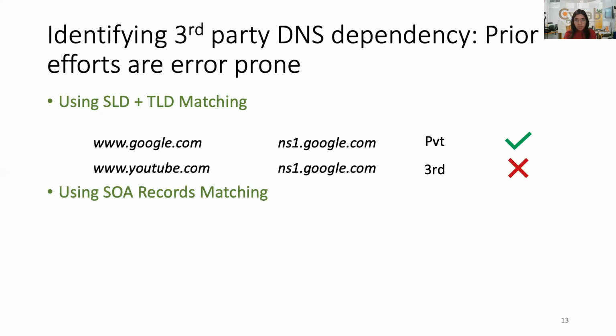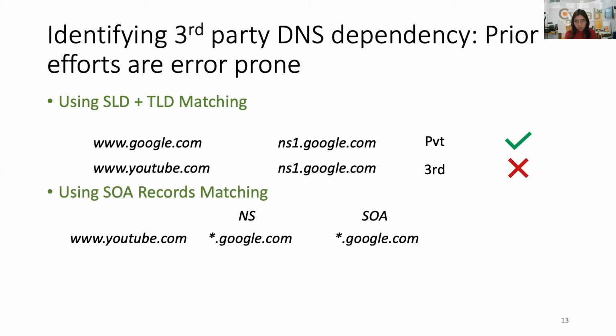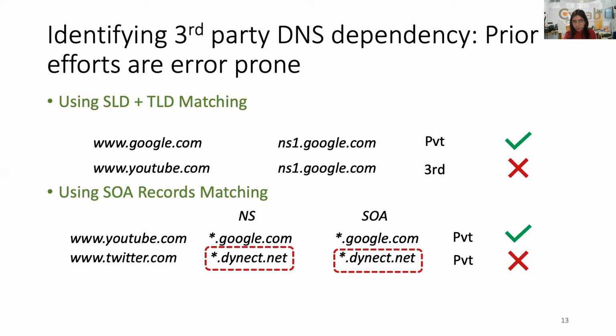Other approaches look at the start of authority DNS records, which contain administrative information about the DNS zone. If the start of authority record of the website and the name server are the same, then it's private, otherwise third party. This works in the case of YouTube, but it fails, for instance, in the case of Twitter, where it is using a third-party name server, and its start of authority is also that third party. For instance, here Twitter is using dynect.net, which actually belongs to Dyn.